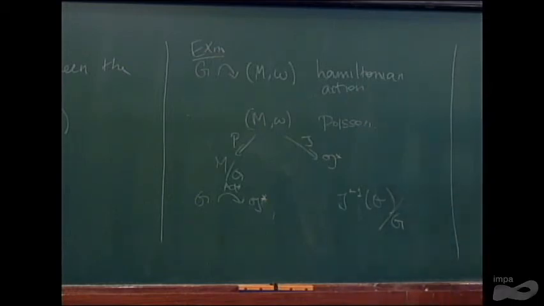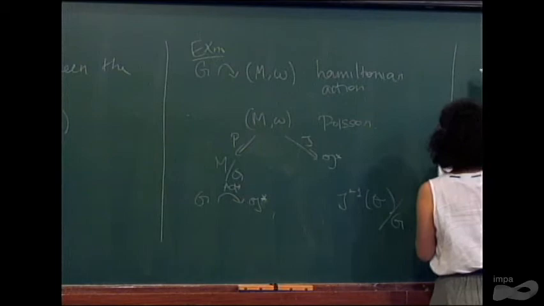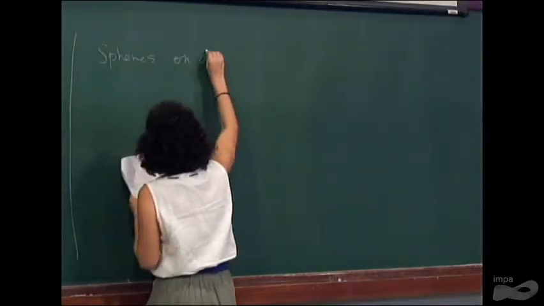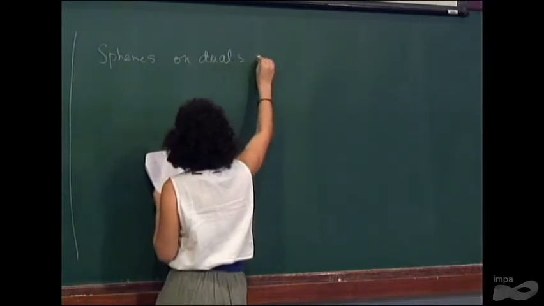Okay, so let me introduce what happened in this contact world. And I want to start with one example to illustrate what is a Jacobi manifold. That is not like in the case of Poisson, where everybody knows what is a Poisson manifold. Jacobi manifolds are not so well known. So I want to illustrate with one example that comes from the spheres on duals of Lie algebras.